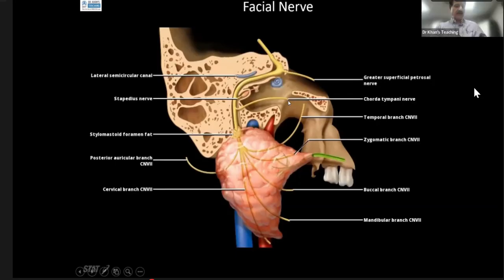Anterior. It supplies, yes, sir, it supplies anterior 2/3 of the tongue.